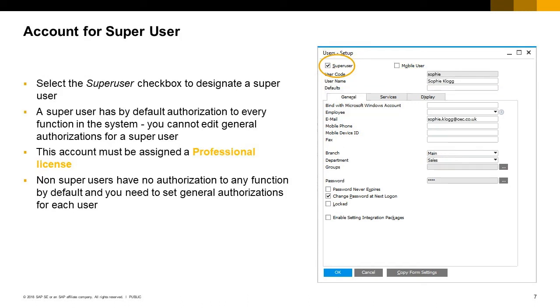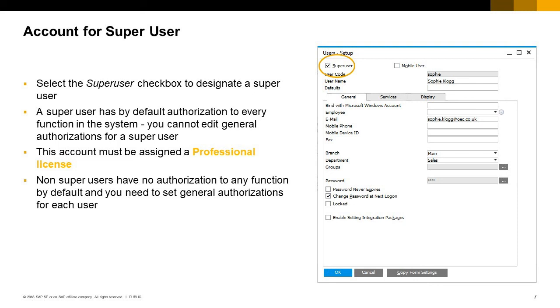If you check the superuser checkbox in the user account, the user becomes a super user. A super user has by default full authorization to every function in SAP Business One and must be assigned a professional license. You cannot edit the authorizations for a super user account. If you do not check the superuser checkbox, the user by default has no authorizations to any system functionality. General authorizations must be set for each user to every function that the user will work with.